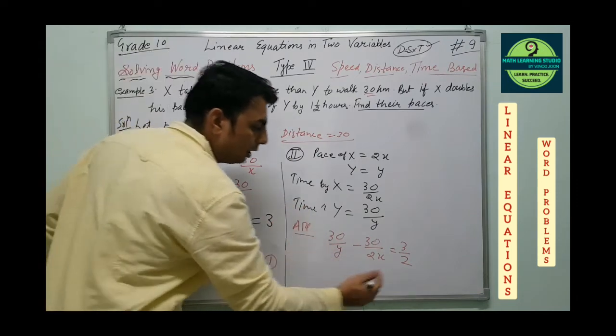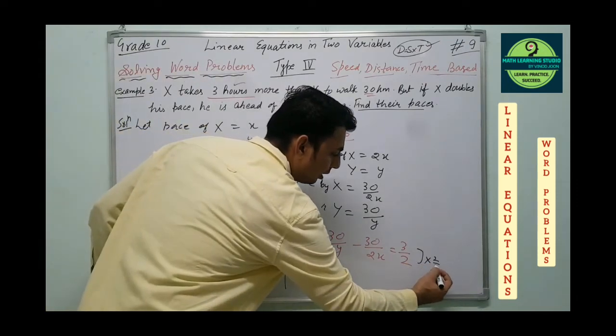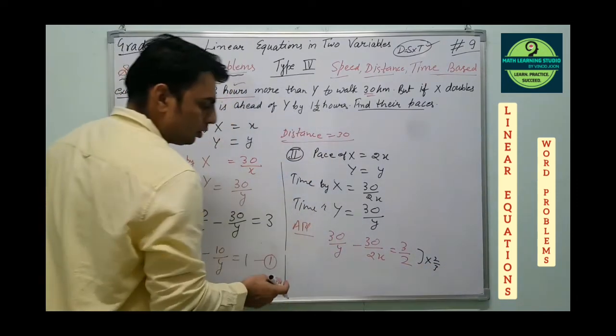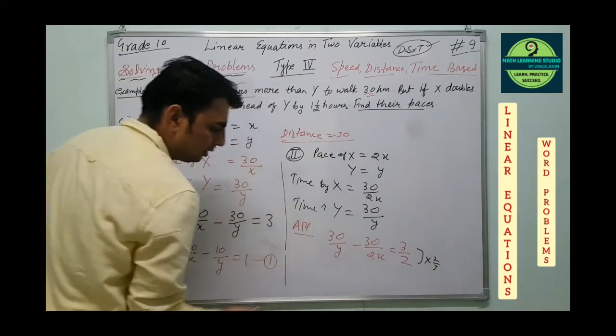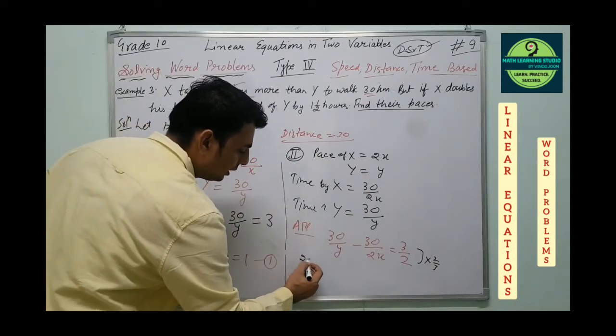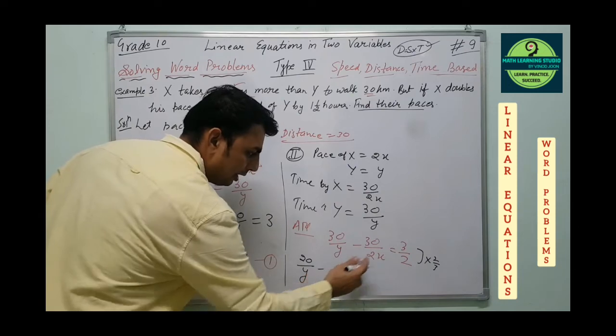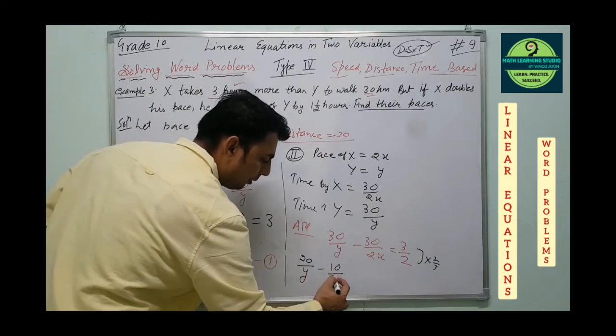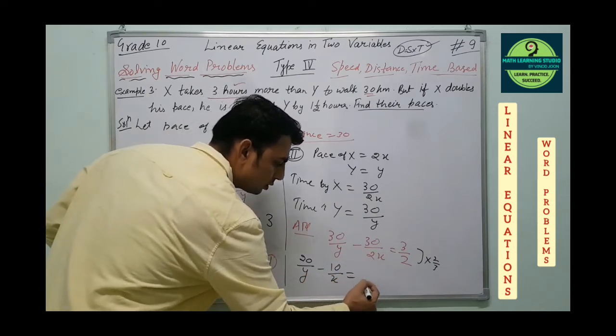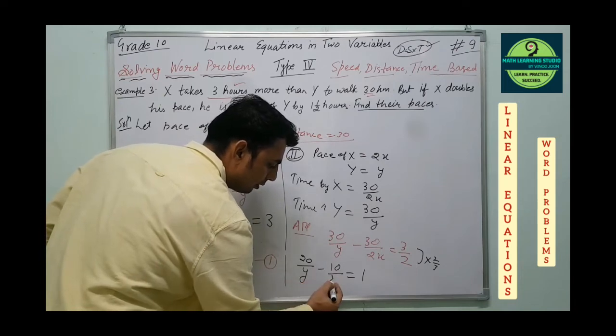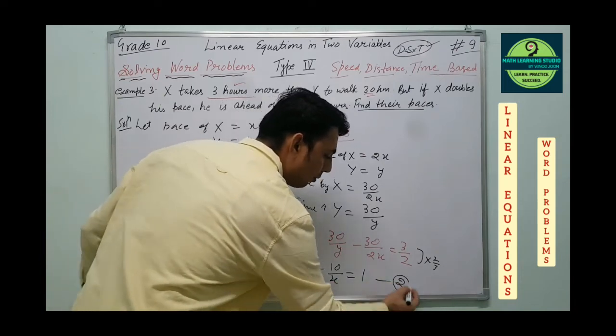Now this equation can be multiplied with 2 by 3 to make it simpler. So when we multiply this equation by 2 by 3, this becomes what? 20 by y minus 10 by x equals 1. Right? And this is equation number 2.